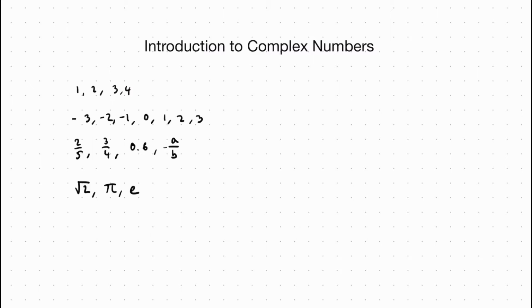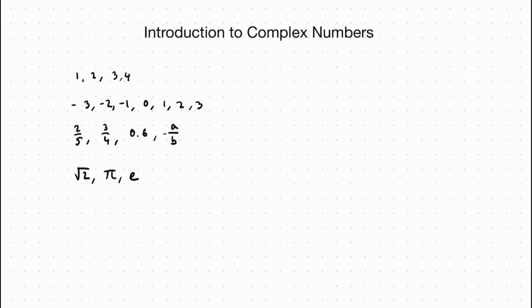But these are all numbers that we can write down. Pi is 3.141592, and so on. √2 is 1.4 something. So they're still numbers that exist in our normal understanding of numbers. So what is an imaginary number?